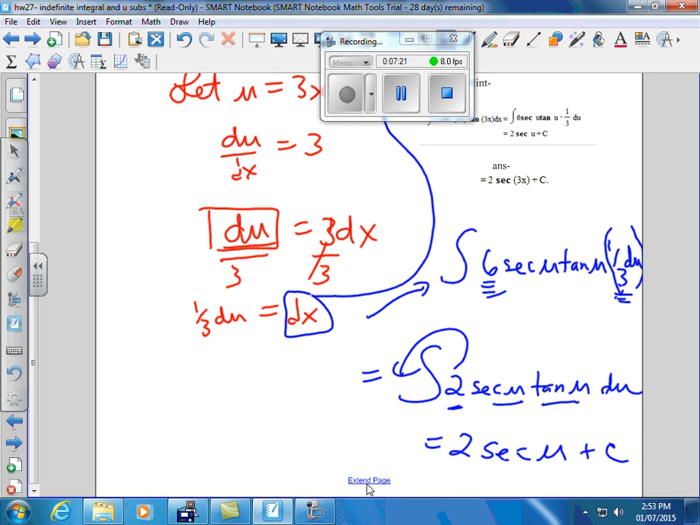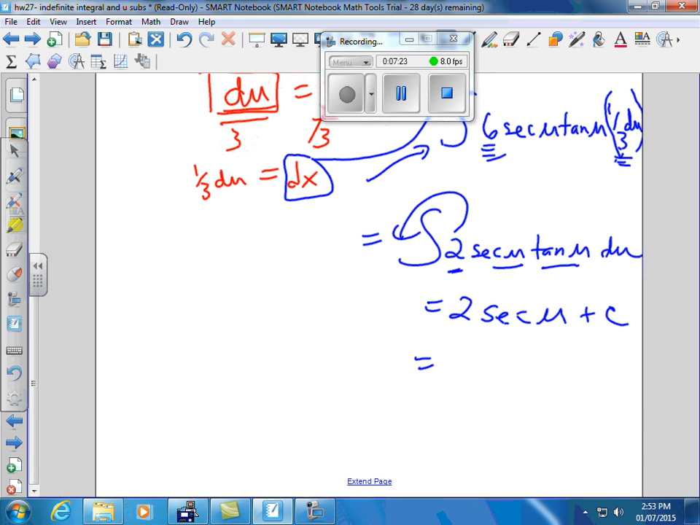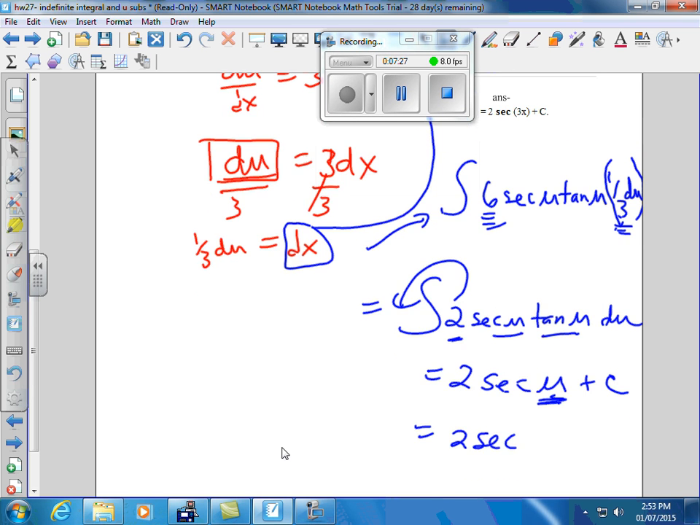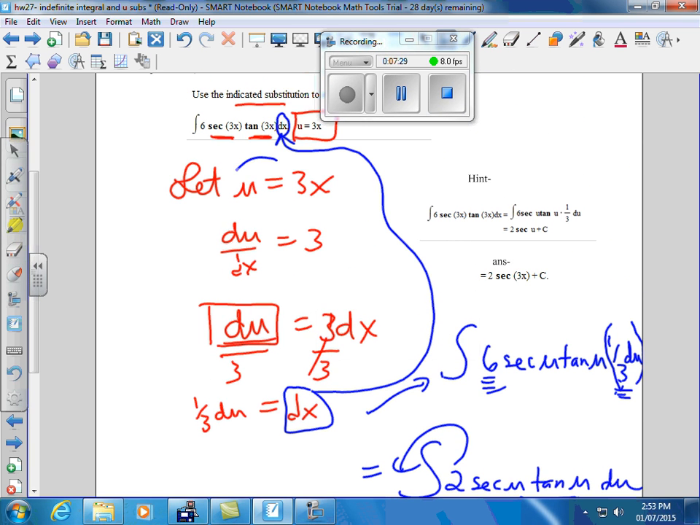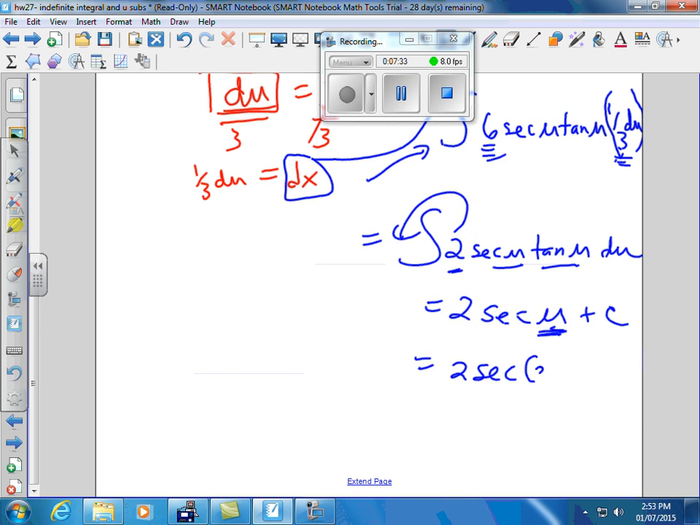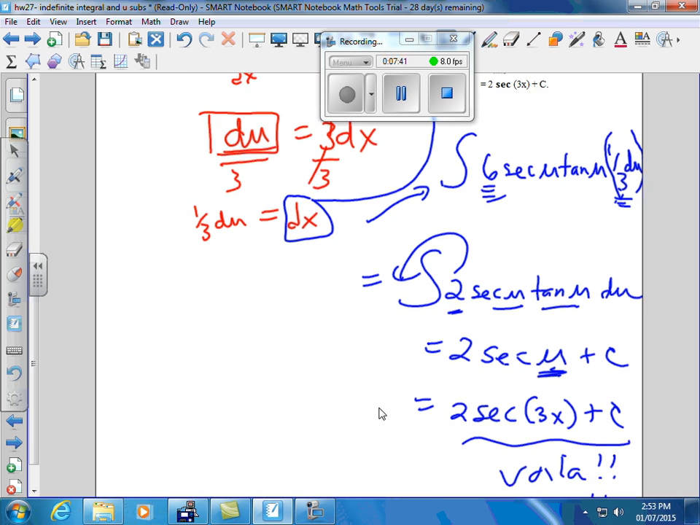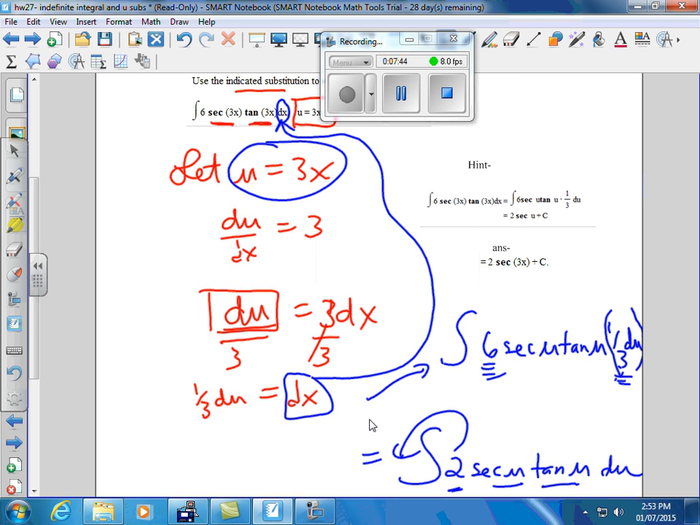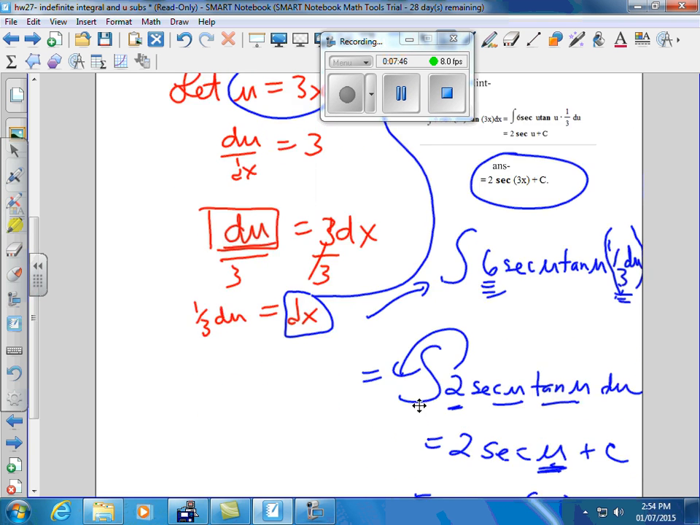So that's going to be 2 secant u plus c. Okay, and then like I said, at the very end, you don't want to leave it in terms of u. You want to put back in what u was. And from the very beginning, we had let u equal 3x. So put that back in, plus c. And voila. So then you see I have the answer here, 2 secant 3x plus c.